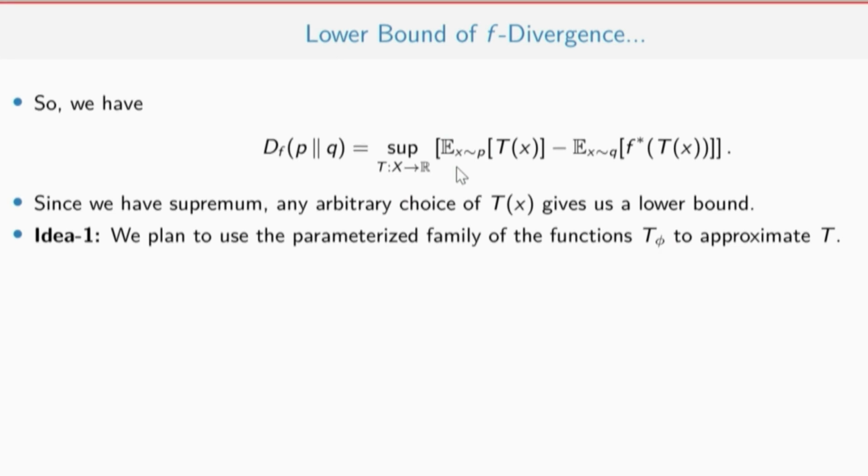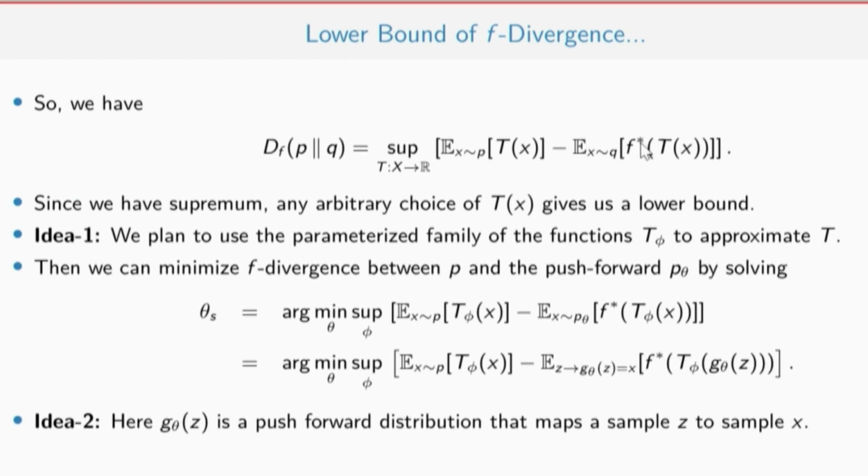the first step we see is: what is our t? We can parameterize t. We can say, I don't really know what t is, so let me use a parametric function t_phi, where phi is some parameter. That's idea number one. And if we do that, then wherever I have t, I replace it by t_phi. The idea here is that I want to supremize over the t_phi.